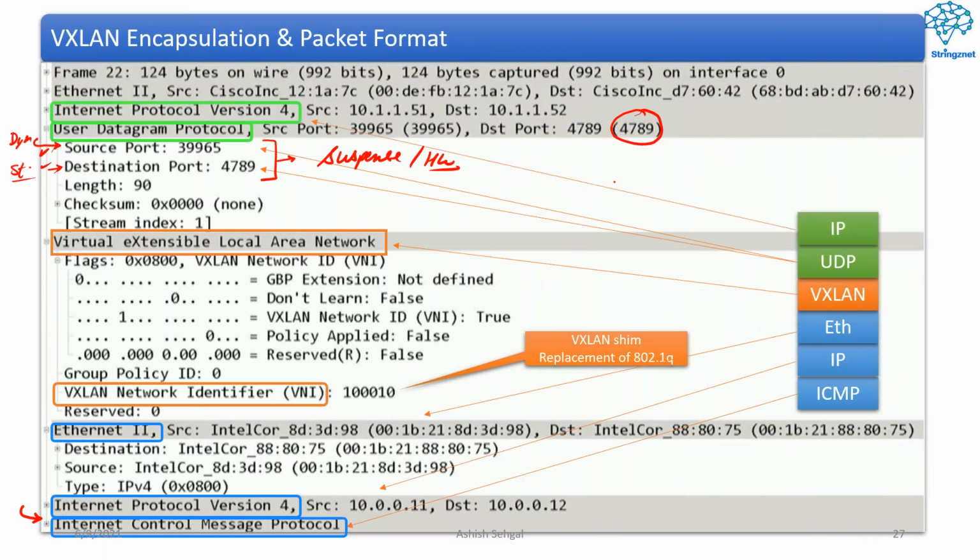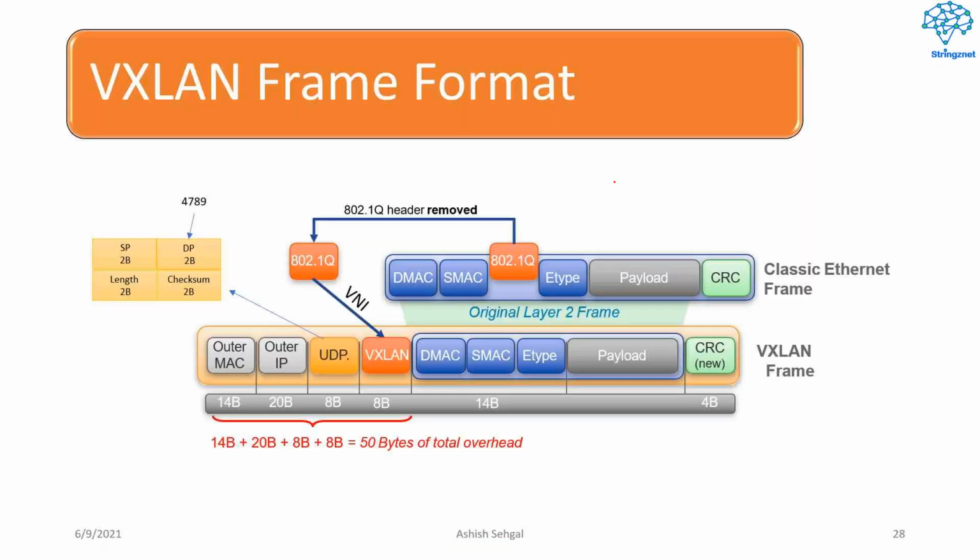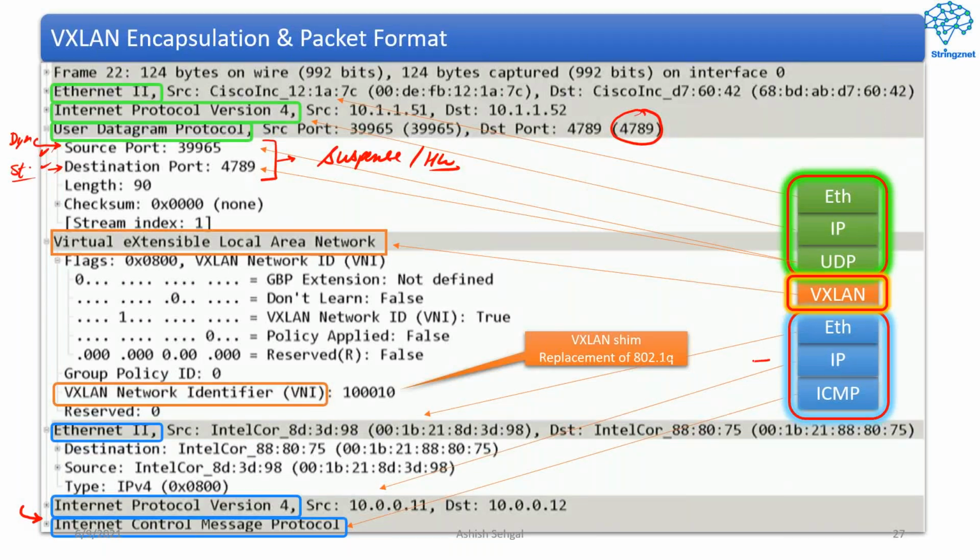Then another header comes. It is again an IP header, followed by the Ethernet header. My dear friends, now we can divide the entire VXLAN packet into three different categories. This is our internal. This is, I'm going to give a name soon. This is our outer. And what is this called? This is called a shim.